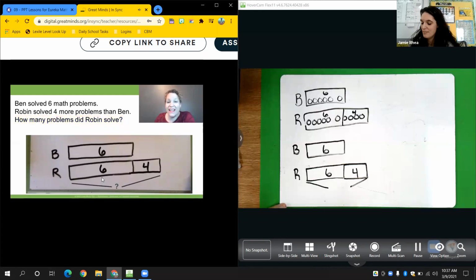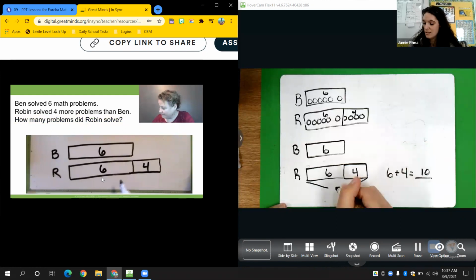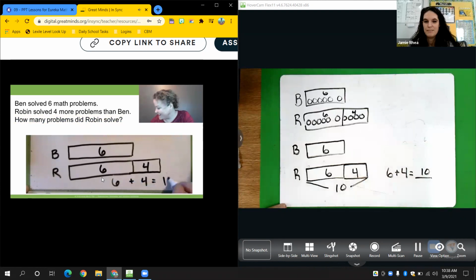Write a number sentence that helped you find out how many problems Robin solved. Now I know that 6 plus 4 is 10. What is 6 plus 4? 10. My favorite number. Love everybody.